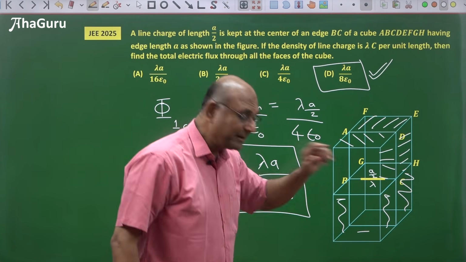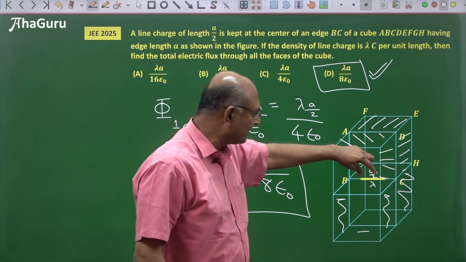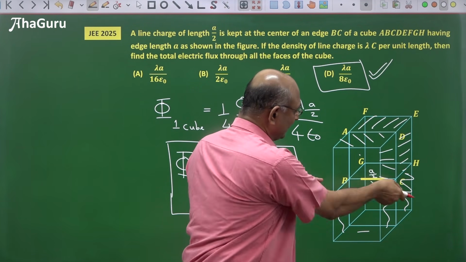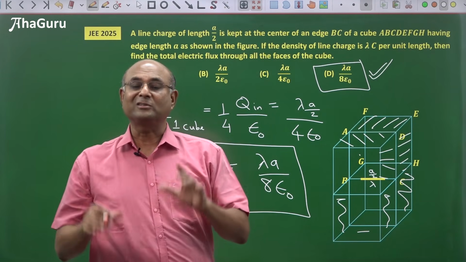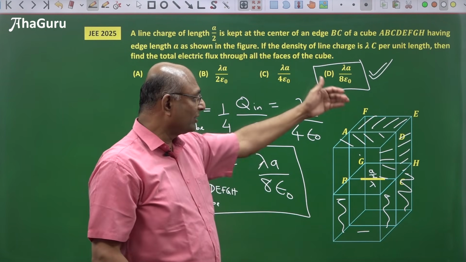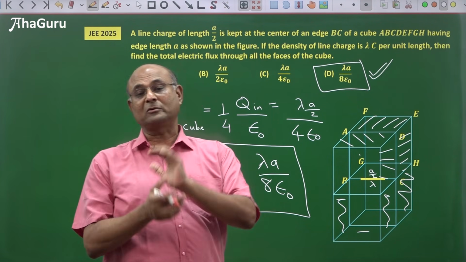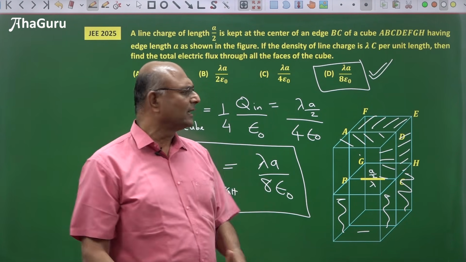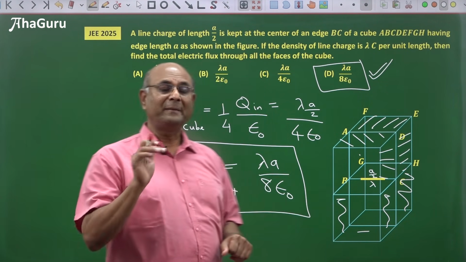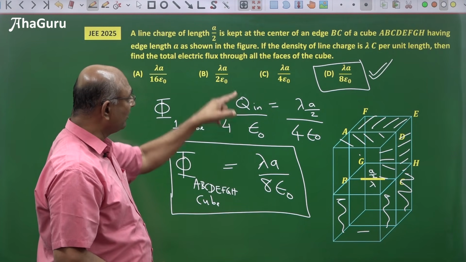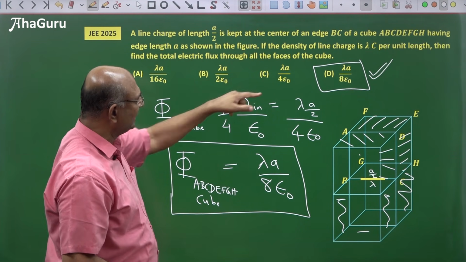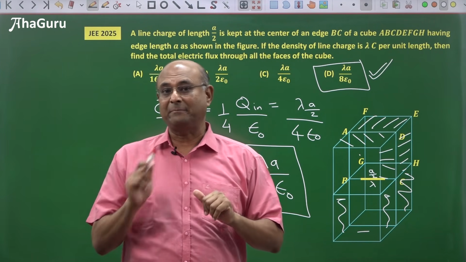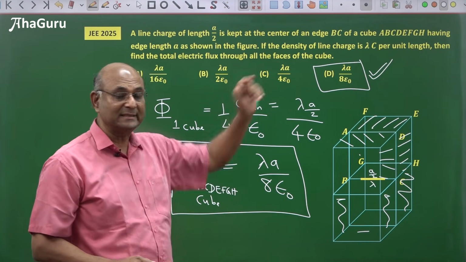The lines coming out of that little tiny charge that you have there is not just going through that cube, it is also going through this cube, going through that cube, going through this cube. But because it is symmetric, you can say all these four cubes get the same amount of flux, same number of lines, and so each one will get 1/4. So flux through any cube will basically be 1/4 of q by epsilon naught, and so therefore the answer is lambda a by 8 epsilon naught. Lambda a by 8 epsilon naught, that is this answer.